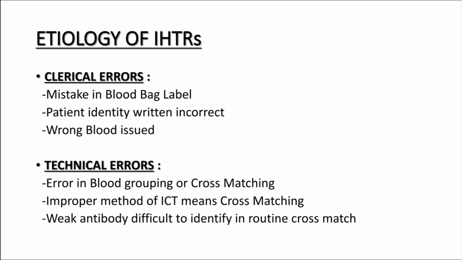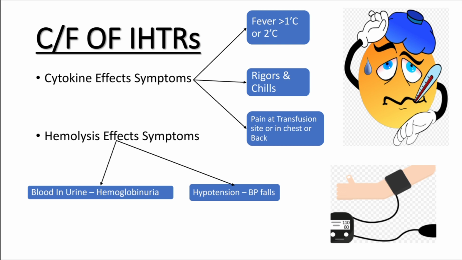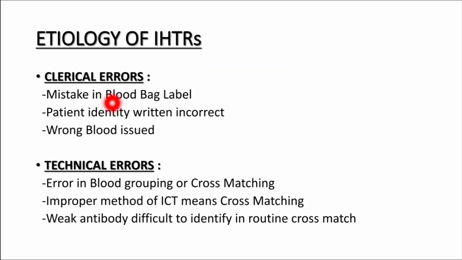Meaning what? The clerical error includes, suppose you have made a mistake in blood bag labeling. The label is false. Suppose the patient identity is written incorrectly by a technician. Then also such a reaction can happen because you are giving the wrong blood because of clerical error, right? So you can issue a wrong blood because of clerical error. So always be careful in writing the patient identity, particularly name, registration number, etc.